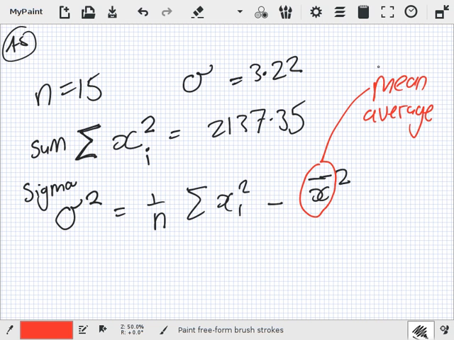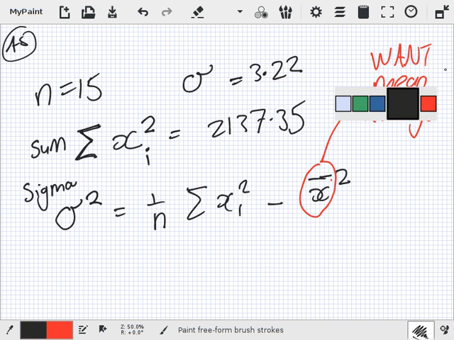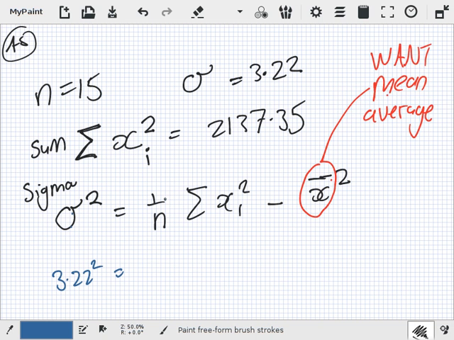Right, mean average is this, and that's what they want in this question. So, let's just put in the formula, okay? Do we know this? Yes. What did they tell us it is? 3.22 squared. Do we know this? Yes. They tell us it's 15. Do we know this? Yes. They tell us it's 2137.35 minus average squared. And this is what they want.